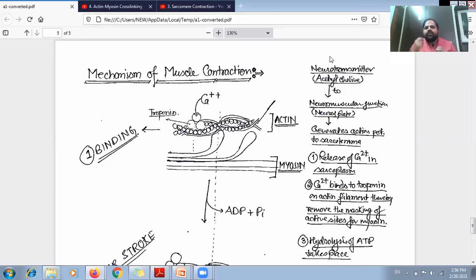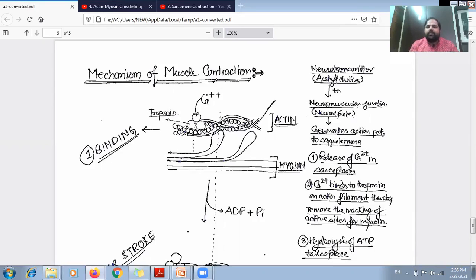So what happens when the signal is sent from our brain to the muscle? As I told before, the chemical message is transmitted from the end of the neuron to the muscle in the form of a chemical, and this chemical neurotransmitter is acetylcholine. The acetylcholine is released over the neuromuscular junction and it generates the action potential to the sarcolemma. As I told before, what is sarcolemma? Sarcolemma is the plasma membrane of the muscle fiber.